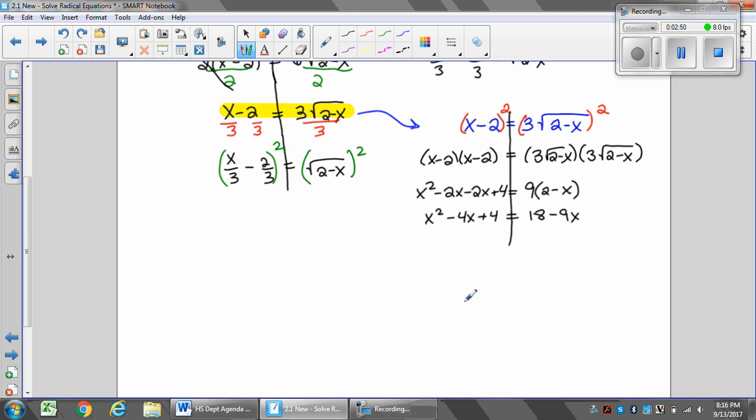So right away, this looks much more doable than where we were headed over here, which is a good thing. Let's get one side equal to 0. So I'm going to add 9x. Subtract 18. Cancel, cancel. Simplify. Factor.